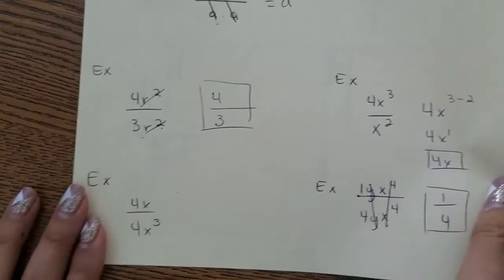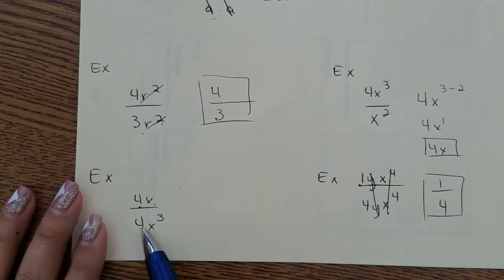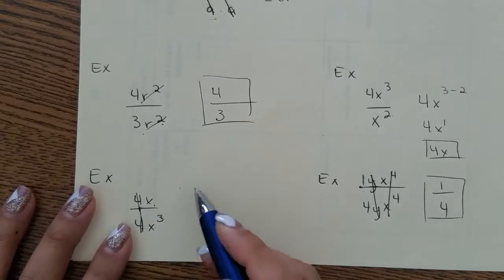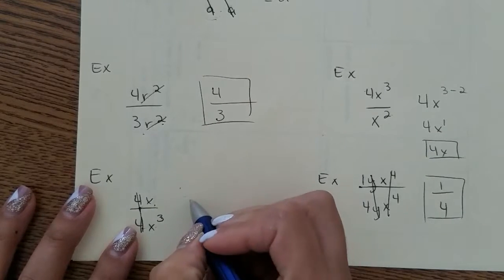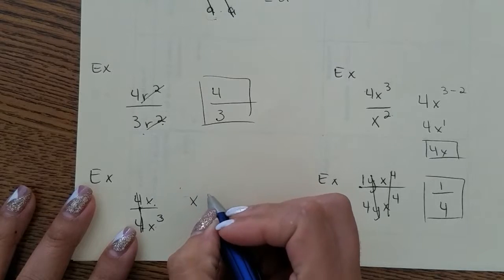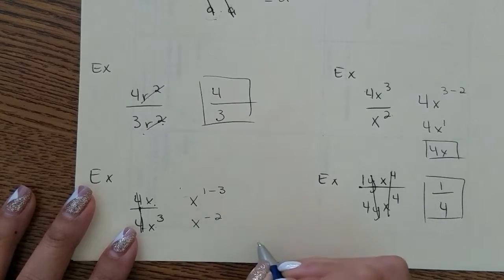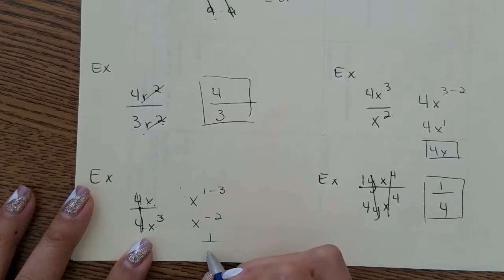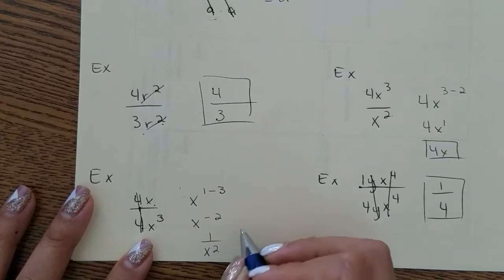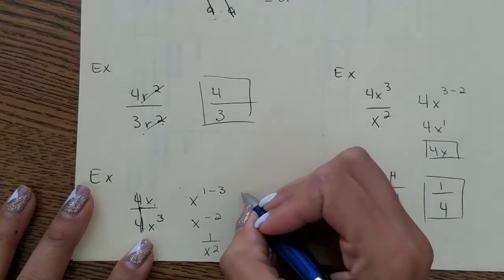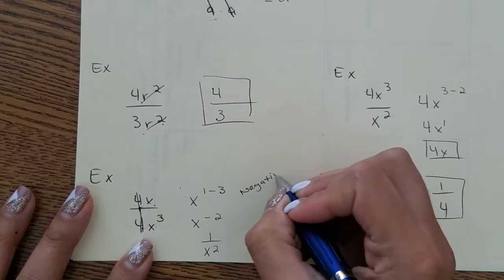Okay, I have 4x divided by 4x cubed. 4 divided by 4 is 1. And then you're left with x over x cubed, with this x to the 1 minus 3, which is x to the -2, which is 1 over x squared. If you haven't seen the negative exponents video, go ahead and watch it.